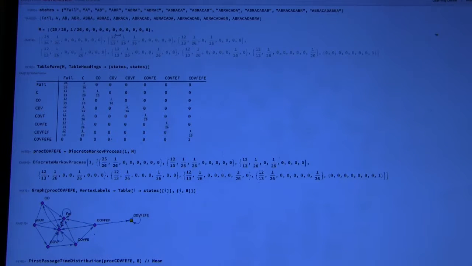Okay, so we got a little bit of a jump. We inputted the states. Here are the 12 states: fail, A, AB, ABR, et cetera. And we made the first transition. So from fail, we stay in fail 25 out of 26 times, and we jump to A 1 out of 26 times. So what I want to do now is just copy this.